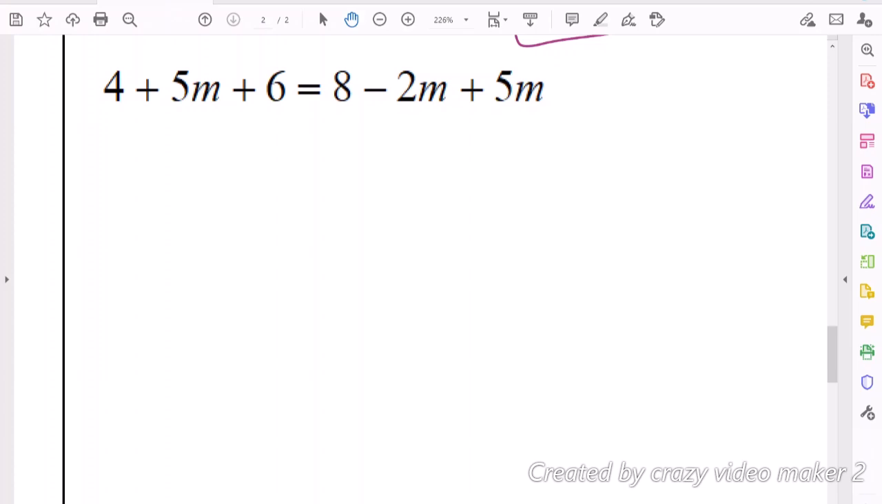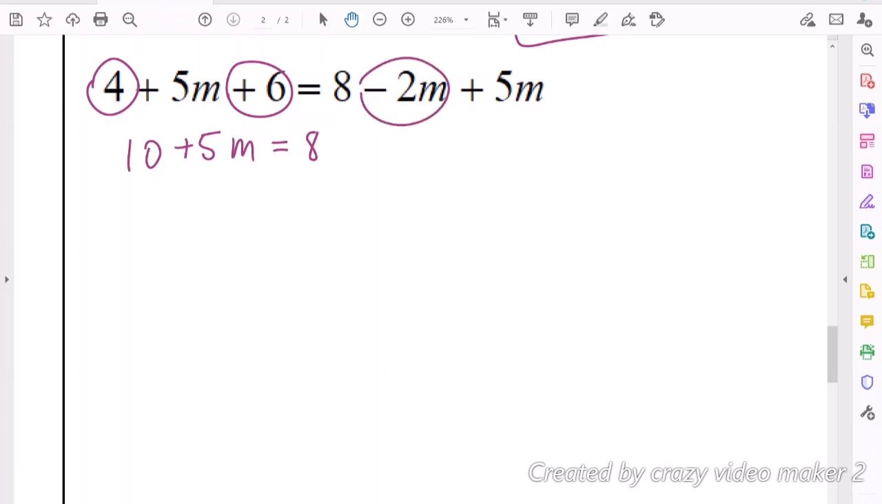So if I look at the left-hand side of my equation, I see I have a 4 and a +6. Those can get combined. So 4 plus 6 is 10. So we have 10 plus 5m. Okay, and now looking at the right-hand side, I just have the 8, so that's going to be 8. But I have this -2m. Let me actually put that in a box. It's different. I have a -2m and a +5m. So I need to combine those together. So what is -2 plus 5? It's +3, so plus 3m.